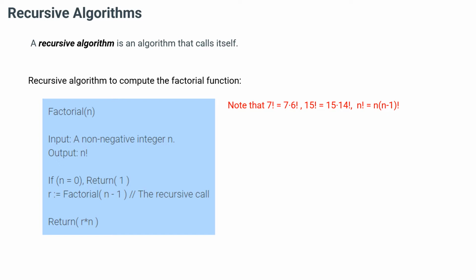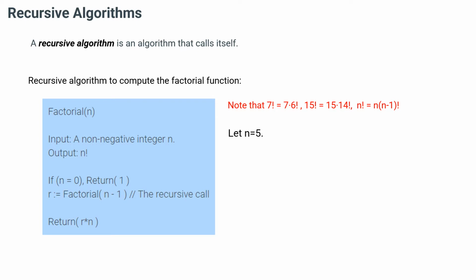Now the problem is that in order to find the factorial of n minus 1, we'll actually have to run this algorithm again. So it turns out that this recursive algorithm calls itself over and over and over just to get one particular value. Let's take a look at an example.